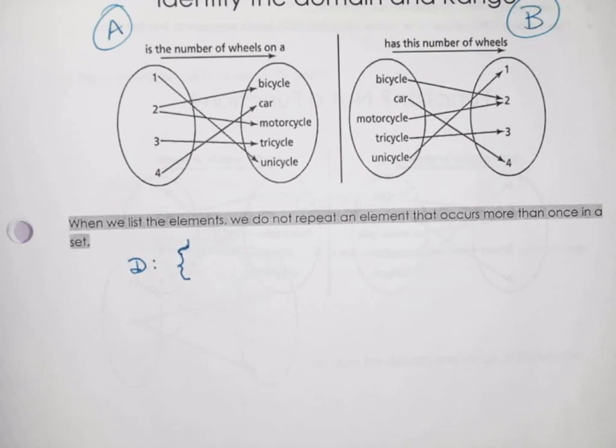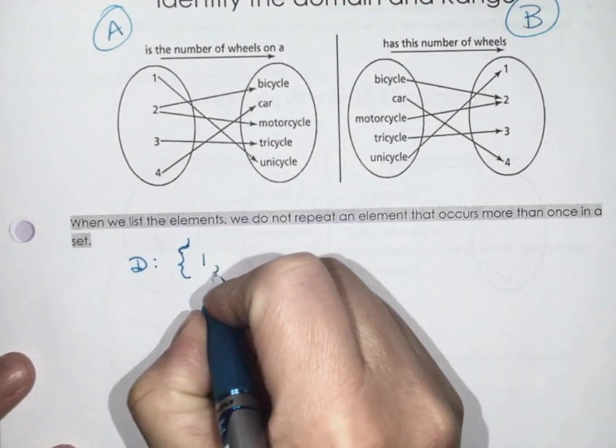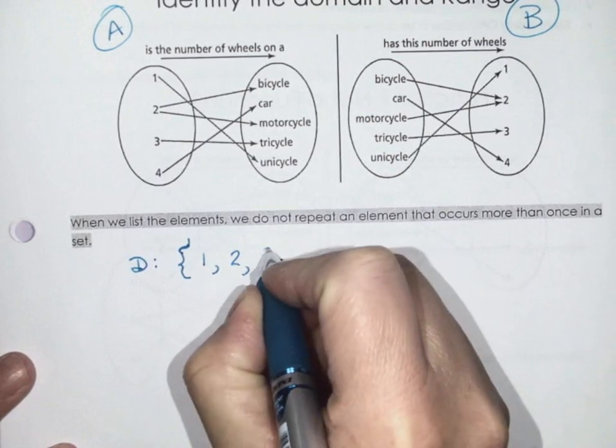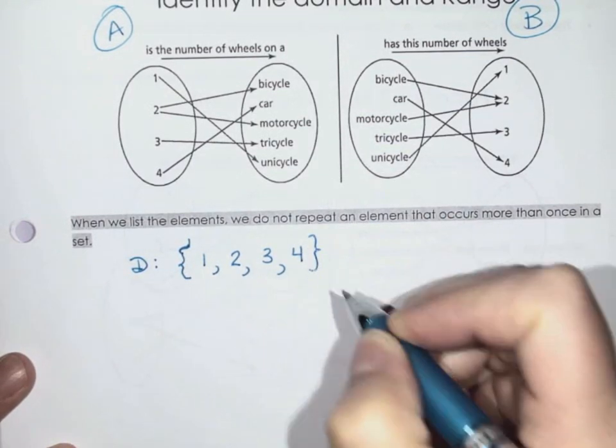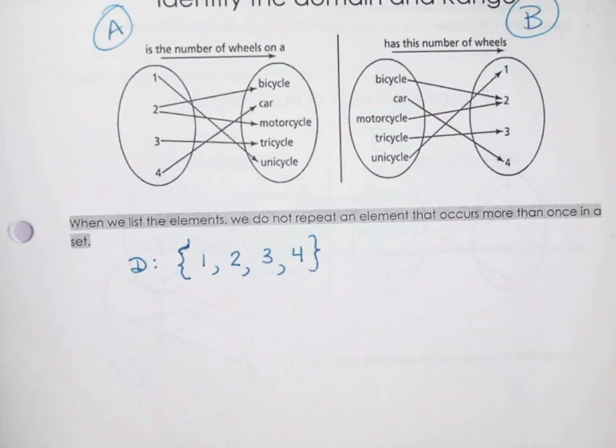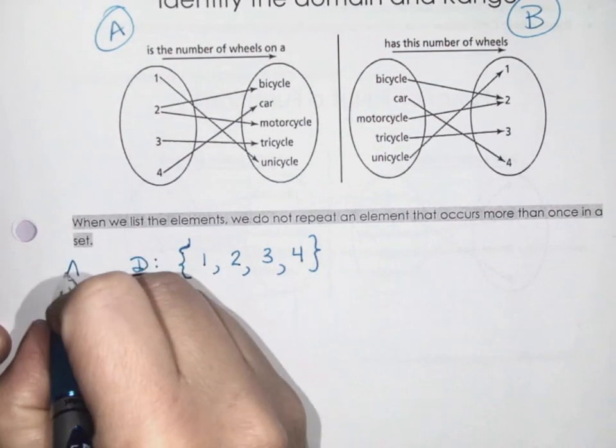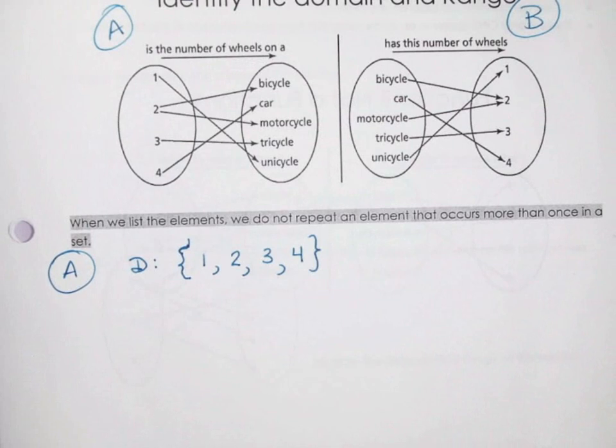Okay, so we're going to list the things that are in the domain, the things in set 1. So these are our numbers: 1, 2, 3, and 4. And I'm going to close it with a fancy bracket. Oh, that's a way better bracket. So this is for part A. What's in the range for part A?